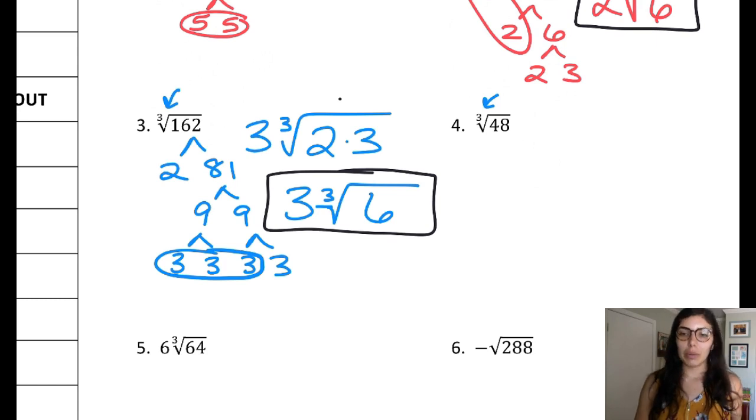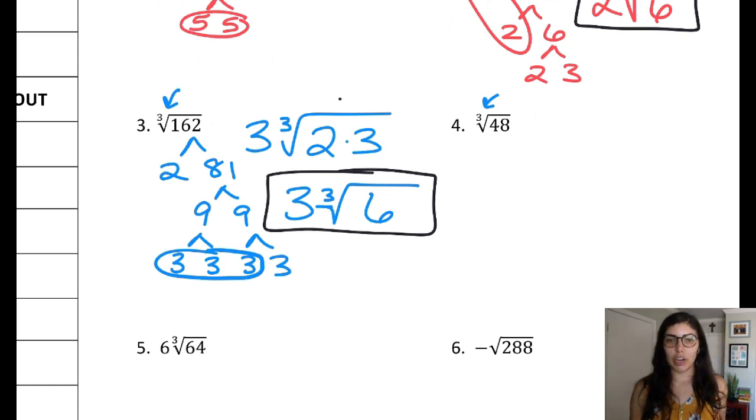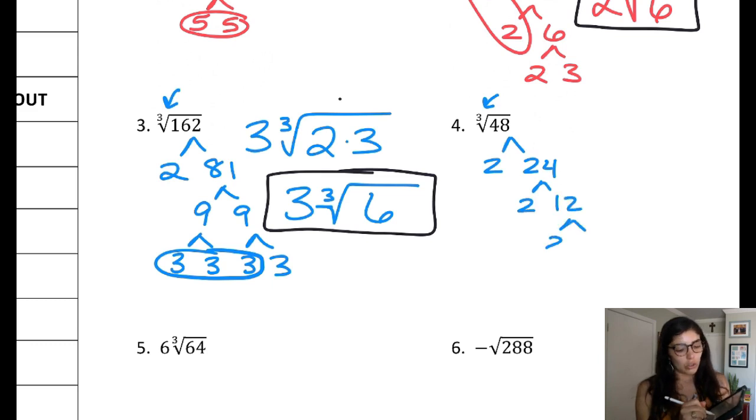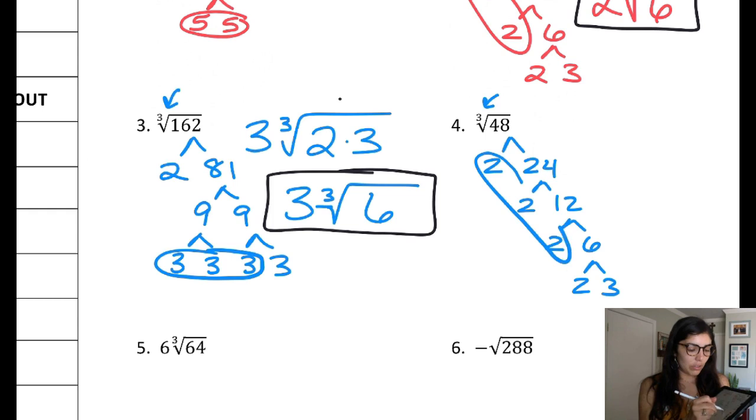Now that we've seen a couple examples, I want you to stop the video and try number 4. Remember, we're taking the cube root, so you're looking for groups of 3 when you break 48 down. So when we break 48 down, we should have 2 times 24, 2 times 12, 2 times 6, 2 times 3. That's a lot of 2s, but we're looking for trios of numbers. Here's a trio of 2s.